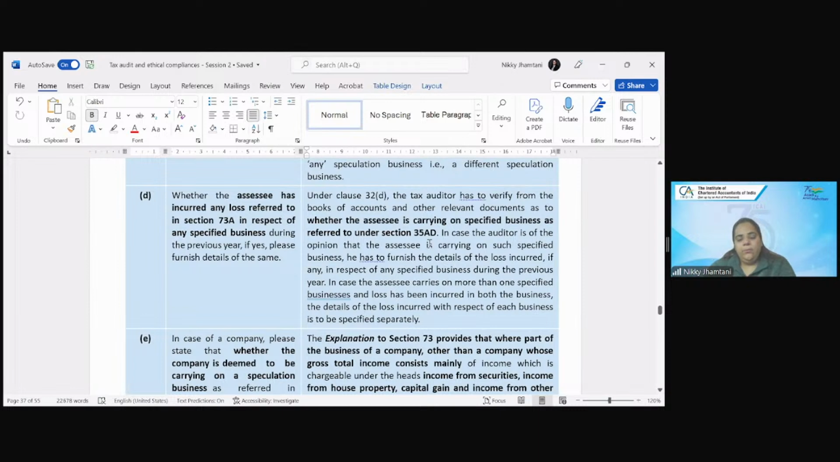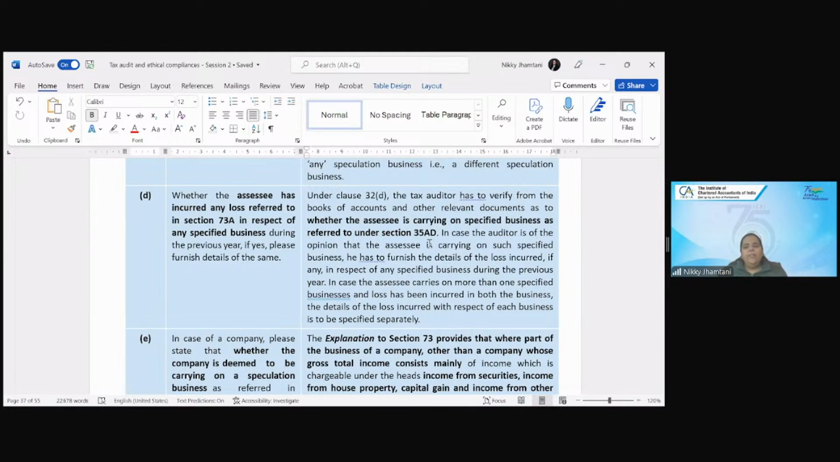So what are the things that the auditor has to check over here? Under Clause 32D, the tax auditor has to verify from the books of accounts and other relevant documents as to whether the assessee is carrying on specified business as referred to under Section 35AD. In case the auditor is of the opinion that the assessee is carrying on such specified business, he has to furnish the details of the loss incurred, if any, in respect of any specified business during the previous year.